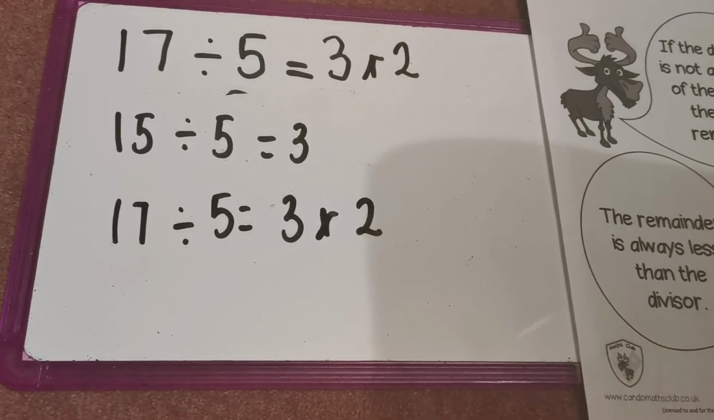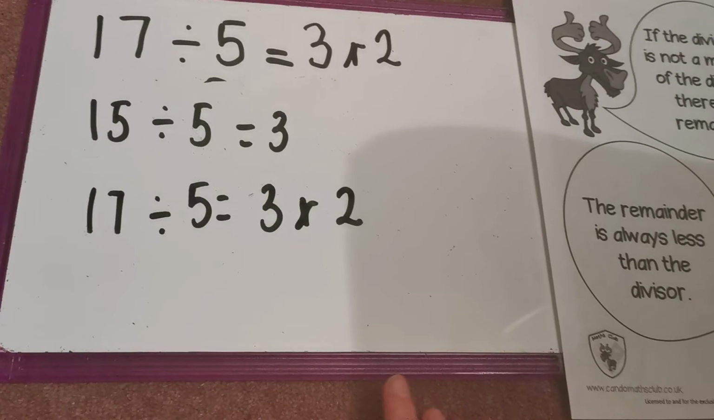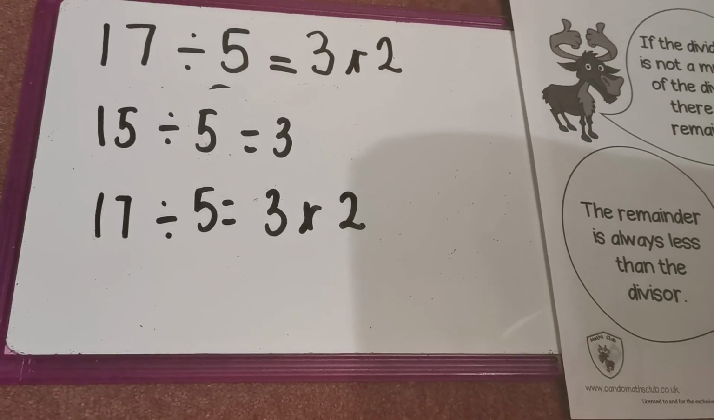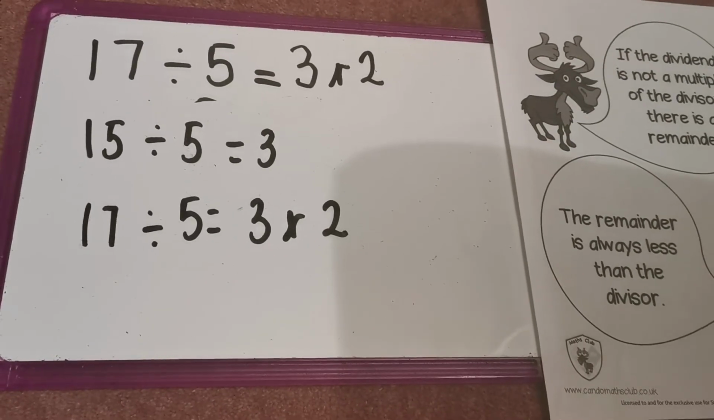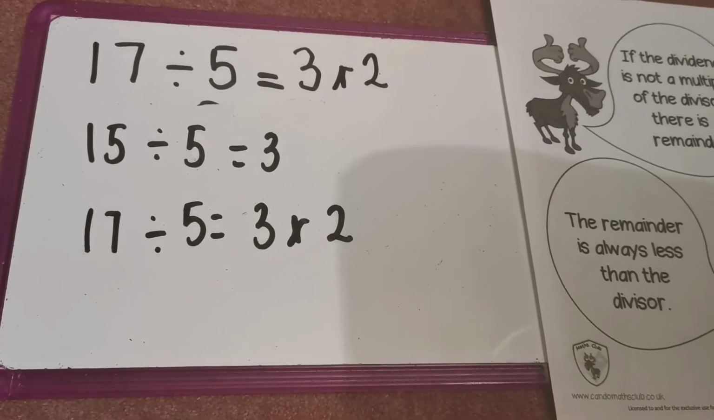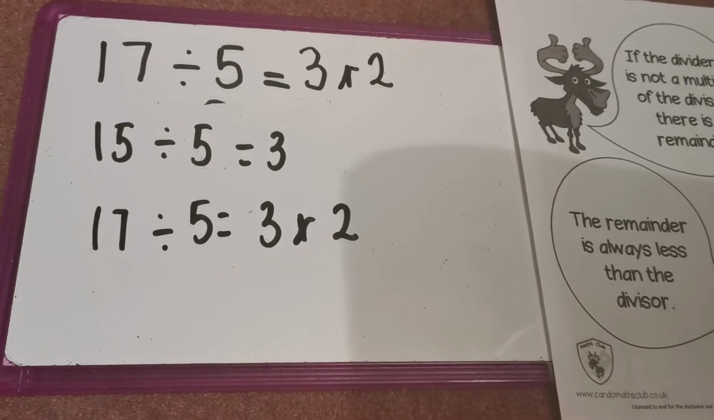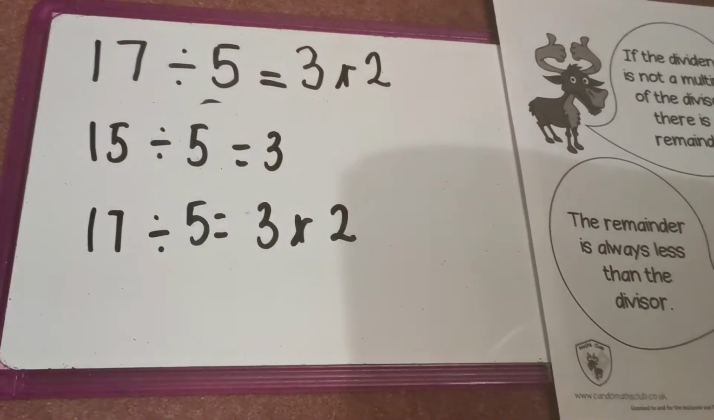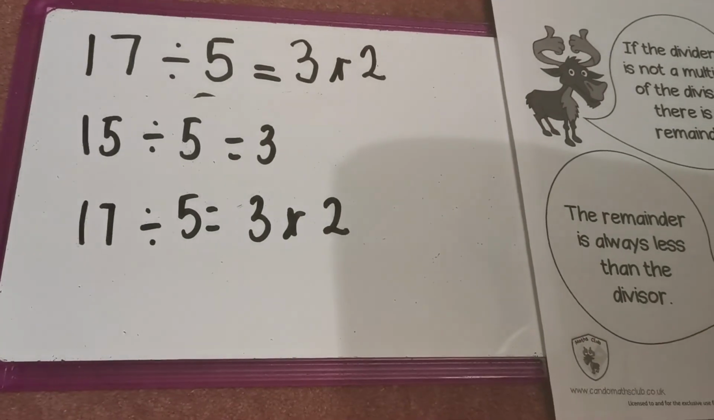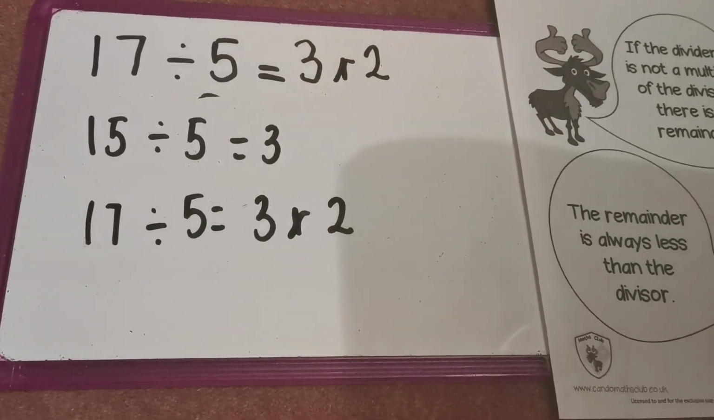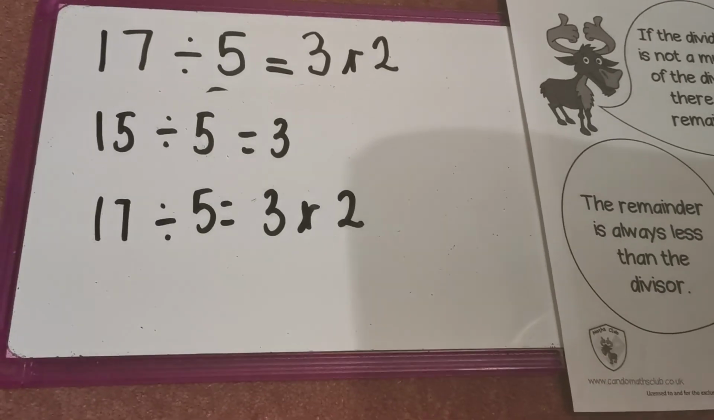With bigger numbers, you can use your number facts if you want to, but you can also use counters to help you group them. So what you're doing is grouping. If you look at the divisor, it will tell you how many you have to have in each group, and that will help you find the answer. I hope that makes sense.